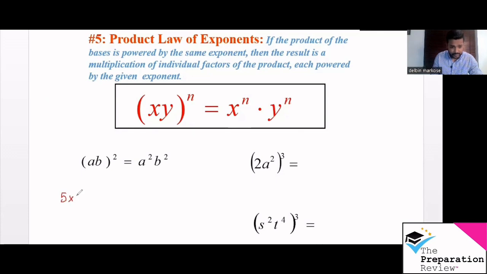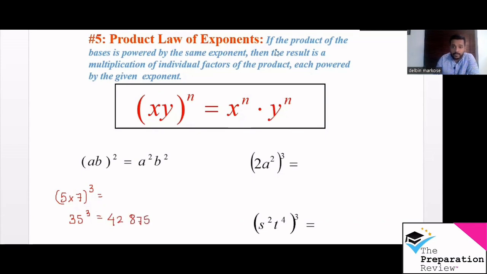5 times 7, the whole cube. Now, what's the meaning if I do it manually here? 5 times 7, that will be 35 whole cube, right? So if I use the calculator, this is the answer, 42,875, you will get it.